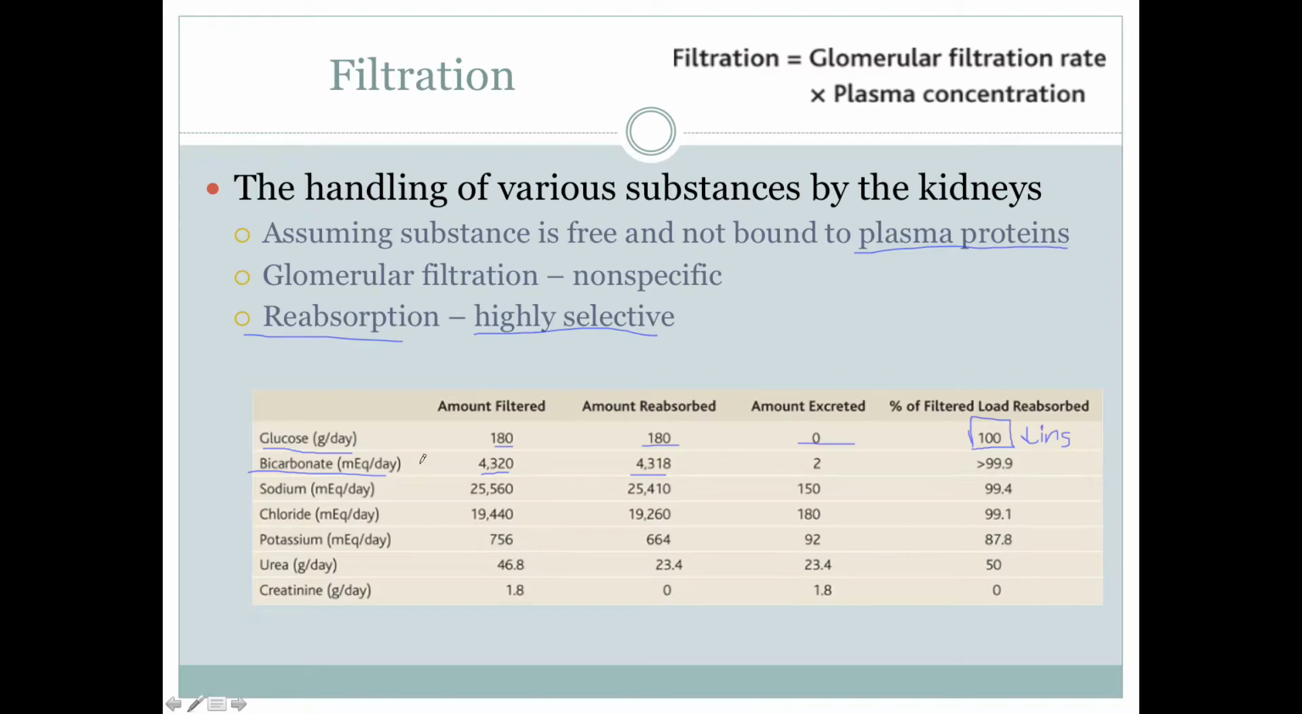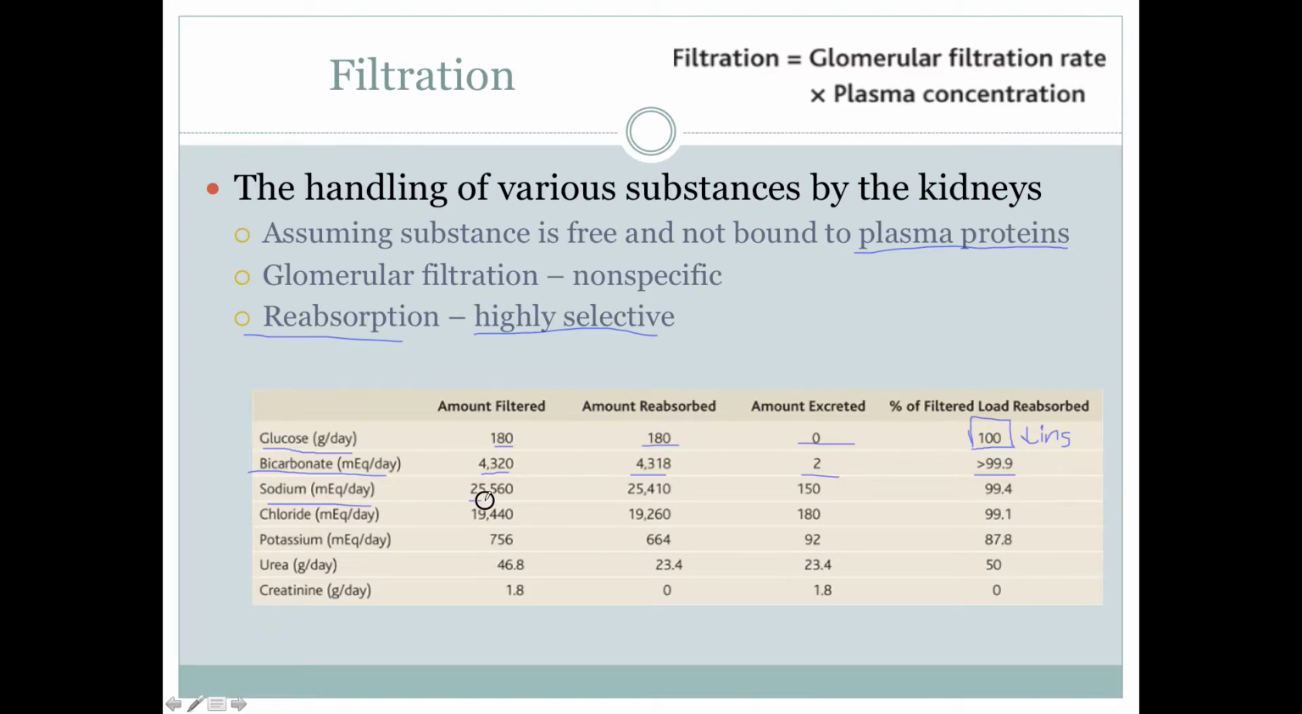4320 milliequivalents a day is filtered by the glomerulus, and almost all of it is reabsorbed back into the bloodstream. Small amounts are excreted depending upon the pH of the body. Most of it's reabsorbed because we have to balance the acid-base balance in the body.